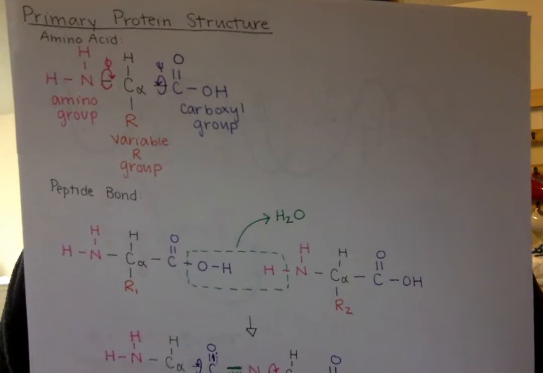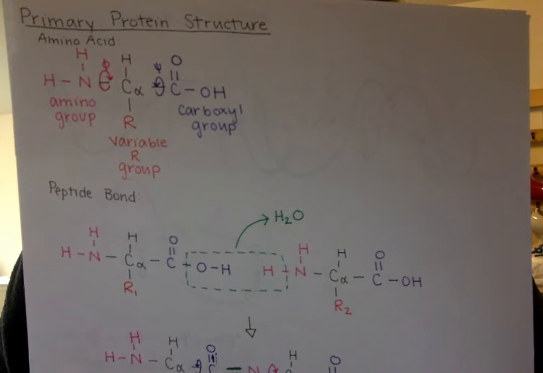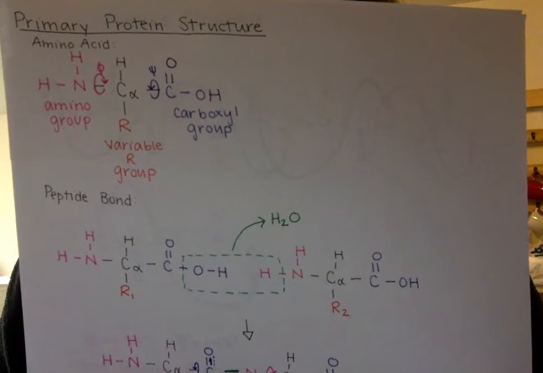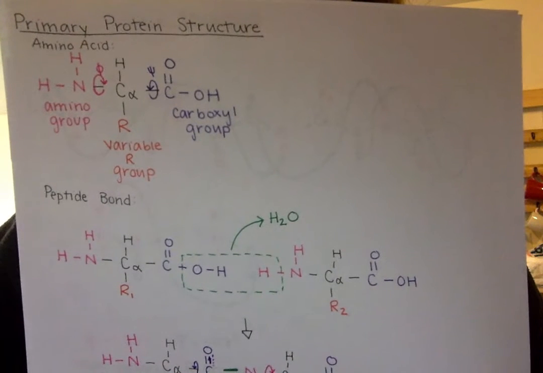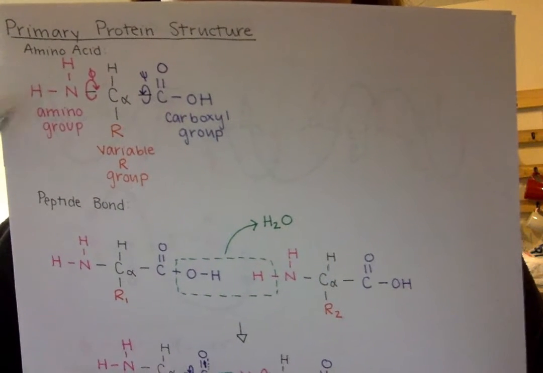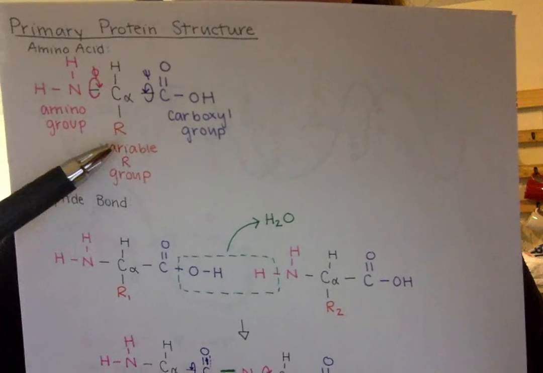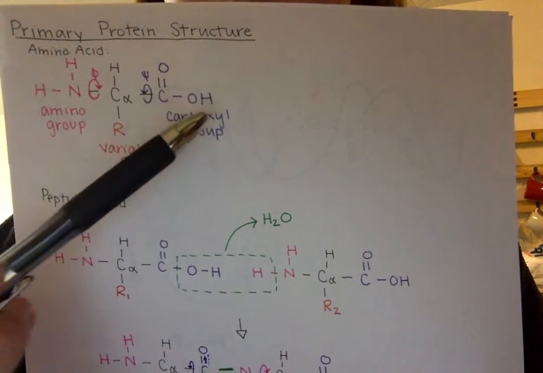In order to understand protein structure, we need to first look at the characteristics of a single amino acid. I've color-coded the three main aspects of an amino acid, the amino group shown here in pink, the variable R group shown here in red, and the carboxyl group shown here in blue.